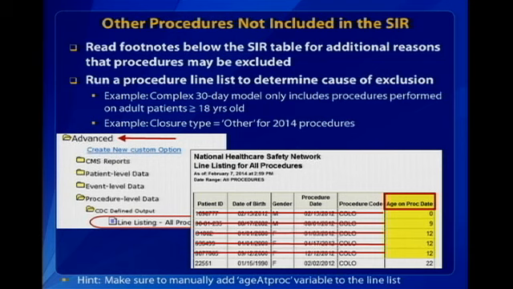So for example, the complex 30-day model that we use for CMS only includes procedures performed on adult patients greater than 18 years of age. So if you run a procedure line list and you add the age on proc date variable, which is highlighted here, you can see that several of these procedures in this example were on patients under the age of 18. So therefore, it's going to be excluded from the SIR. And as a second example, if your closure type equals other for any 2014 procedures, those will be excluded from the SIRs as well.